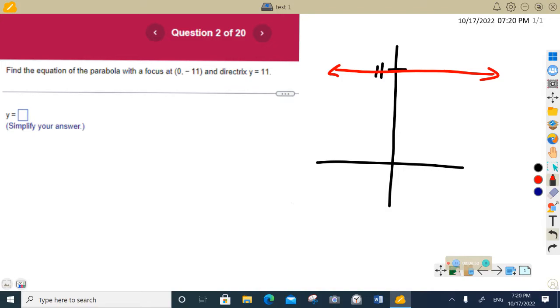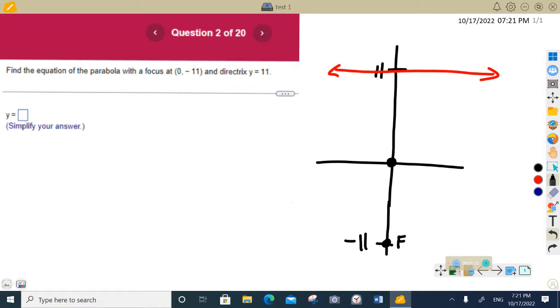That's a horizontal line. And the focus is at 0, -11. Okay, so I'm going to have to extend down here a little bit, try to make it somewhat symmetrical. And that's the focus. Now remember the focus is on the inside of the parabola and the directrix is going to be on the outside. So the vertex is halfway between those 2 points. Well, halfway between -11 and 11 is 0, 0. So that's going to be our vertex.